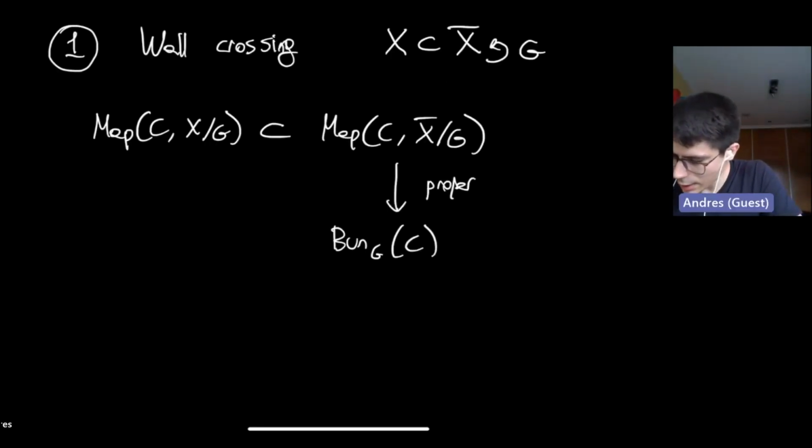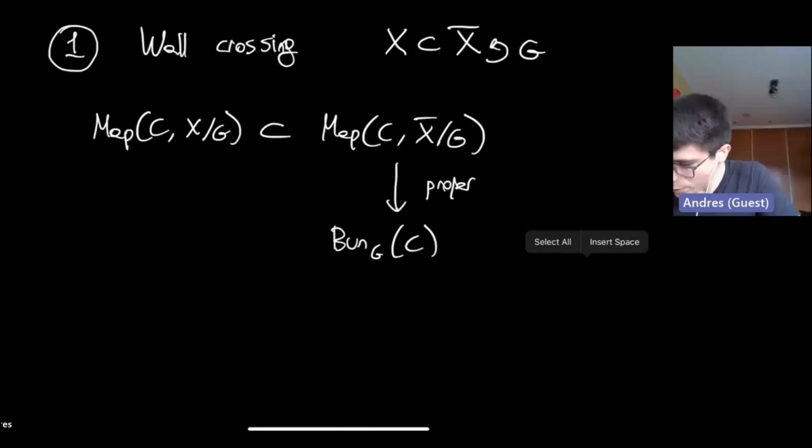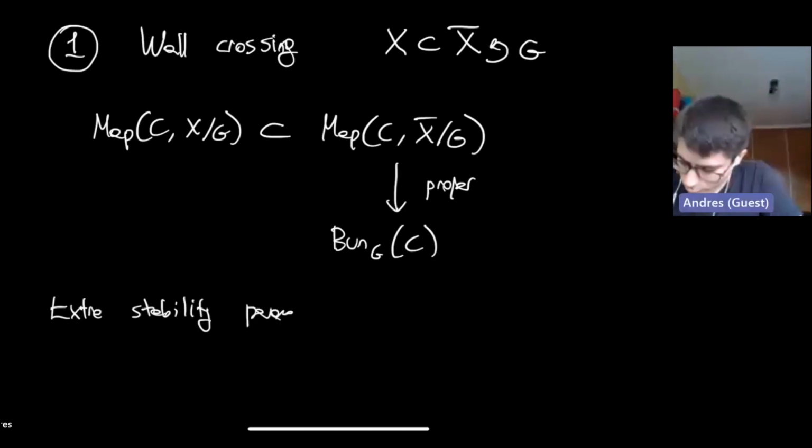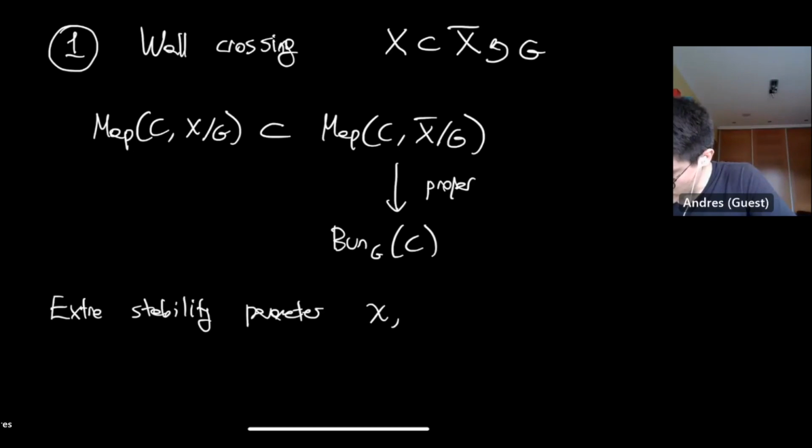Now, the main idea is that here we have an extra stability parameter. So we have the original chi, but we have maybe another one. How should I call it? C.